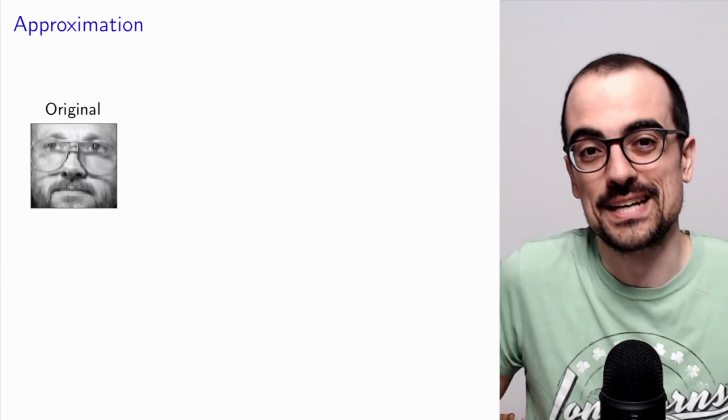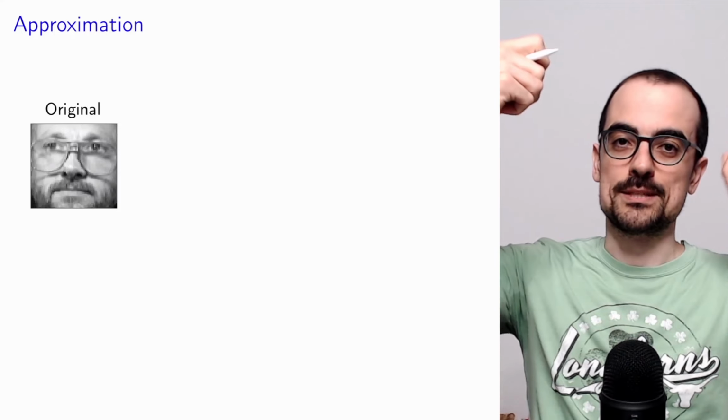Let's take a look at the original face. That's the original face. So as you can see, we're losing a lot of information, but we're going from a representation that has 4096 dimensions to just 5 dimensions.